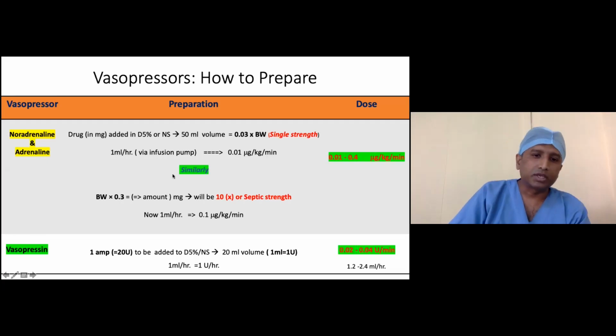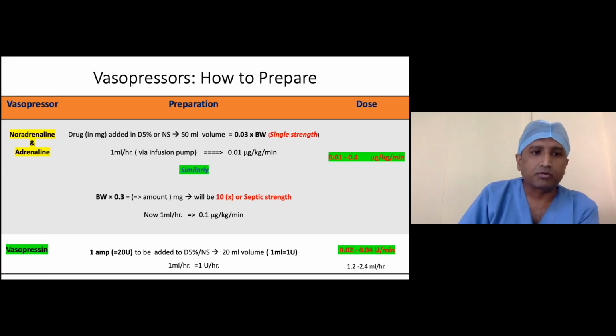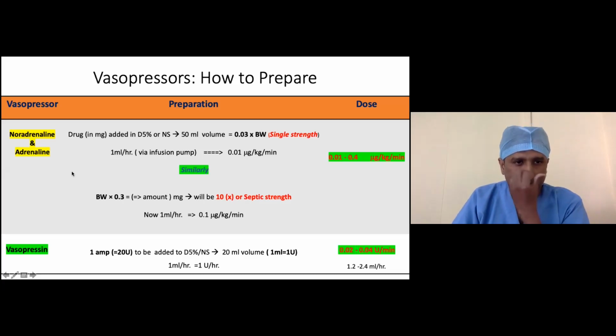Similarly, if there is an increased requirement of vasopressor, and we have to increase the noradrenaline and adrenaline, we can change to 10th strength or septic strength. For this preparation, we multiply body weight by 0.3. If the body weight is 70 kg and we multiply it by 0.3, it will come to around 21 milligram. So roughly we will have to take 10 ampoules of noradrenaline to make a 10th strength or septic strength.